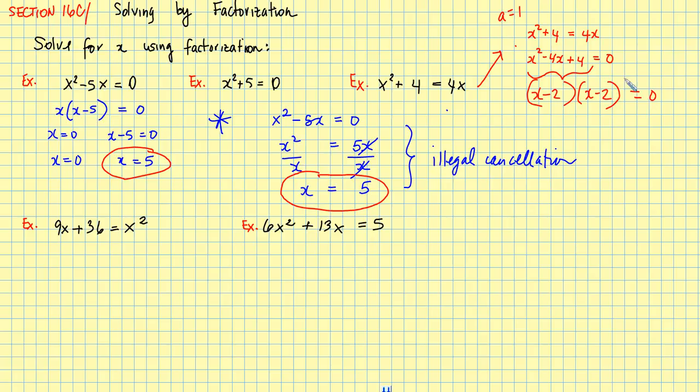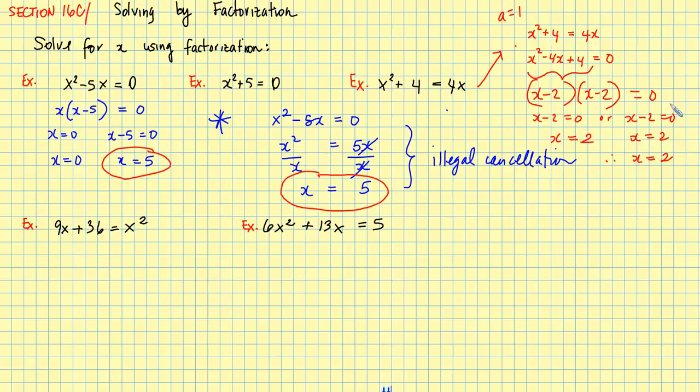So negative 2 times negative 2 gives me a positive 4, my value of the c, and negative 2 plus negative 2 gives me negative 4. That's my sum in the middle. Now, I have it written out as x minus 2 times x minus 2. So using the null factor law now, which is ab equals 0, I can say either x minus 2 equals 0 or x minus 2 equals 0. I don't need to write it out twice. Once is sufficient. So x equals 2. Therefore, the answer is x equals 2.